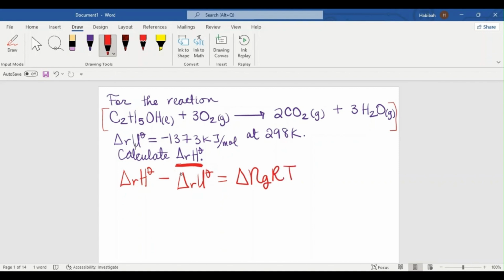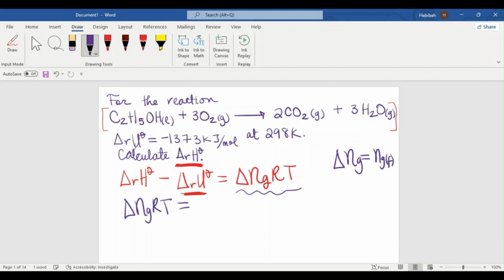Since we already have been given the change in internal energy of the reaction, and we're asked to solve for what is on the right, we need to determine what is on the right side of the equation. So the first thing is to note what this change in n is. The change in the number of gases is just counting how many gases for the product and how many gases for the reactants. So you're going to have the final state, Ng of F, minus the initial state, Ng of I.